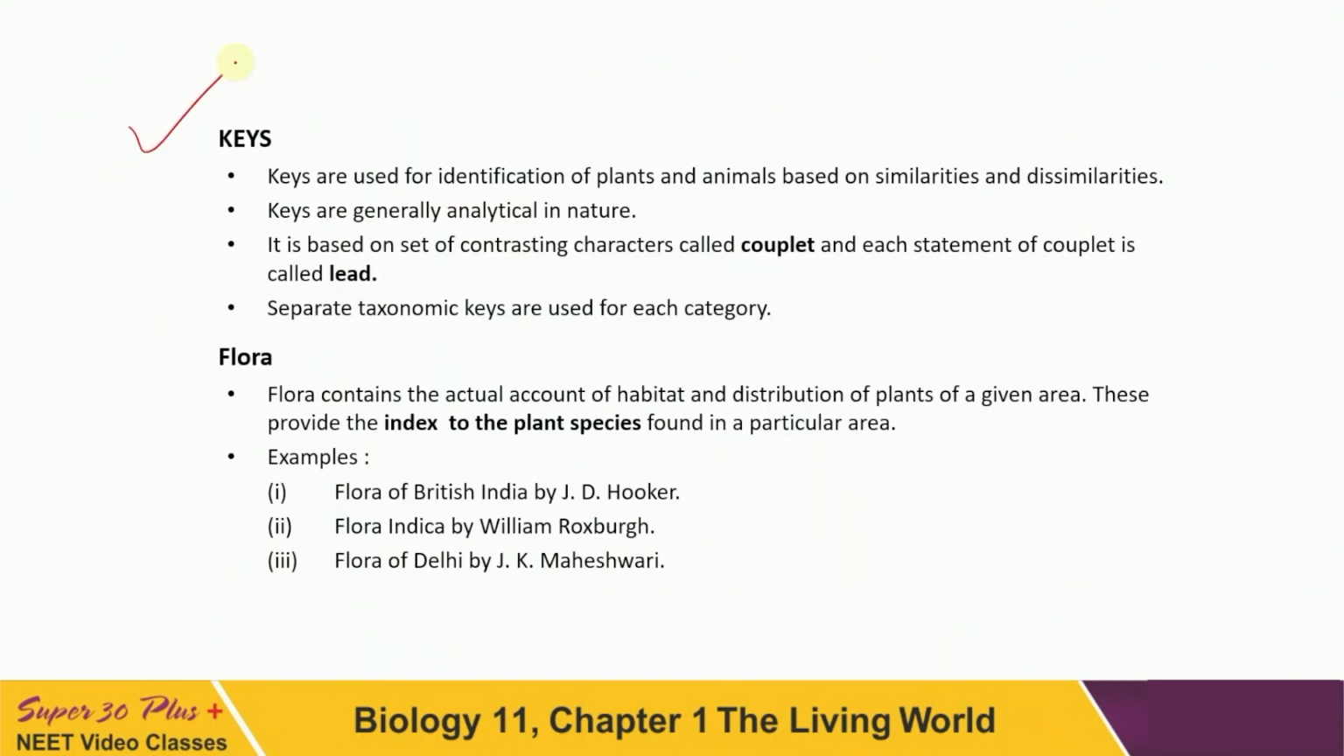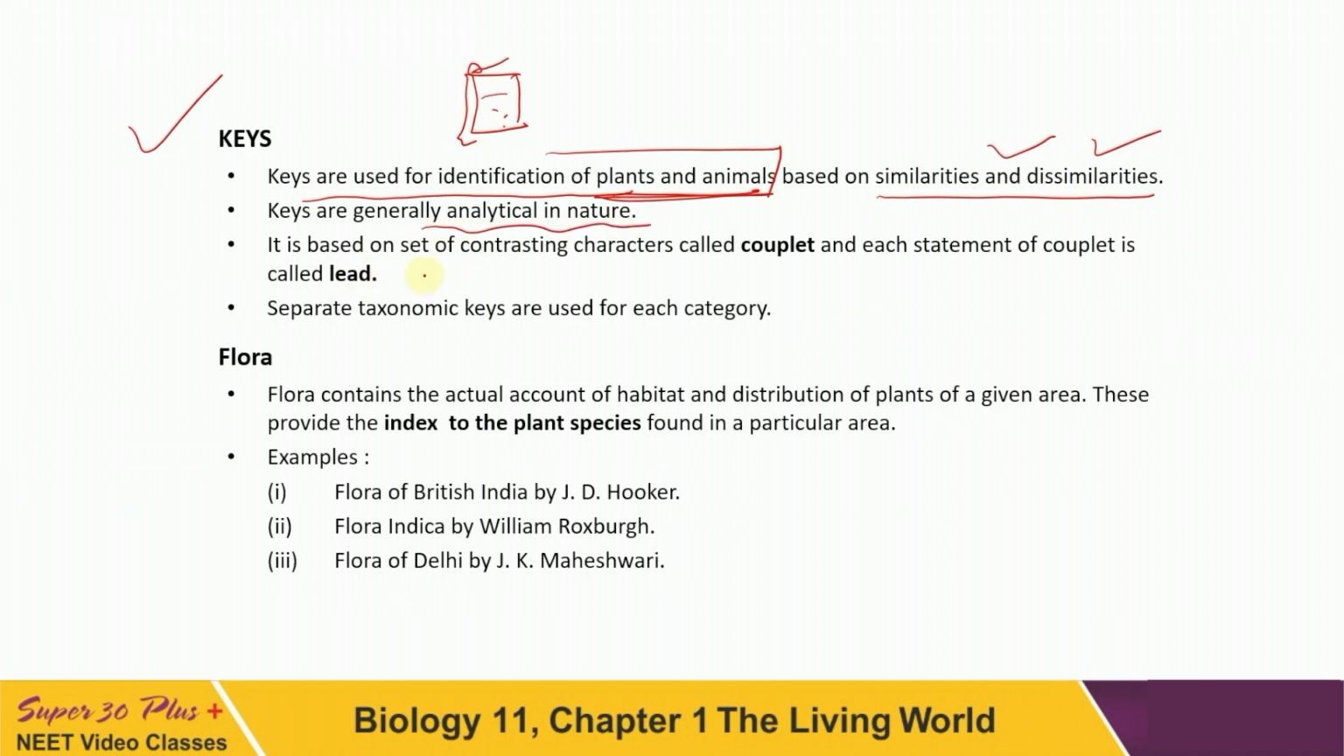What is a key now? Children, you see these are small sized books, and in these books we have written information. Keys are used for identification of plants and animals. Once the question is, are keys used for plants or for animals? These are used to identify both plants and animals. And these keys are based on similarities and dissimilarities. Therefore, the keys are known as analytical in nature. The key is based on a set of contrasting characters. The key which is frequently used and very common is based on contrasting characters.